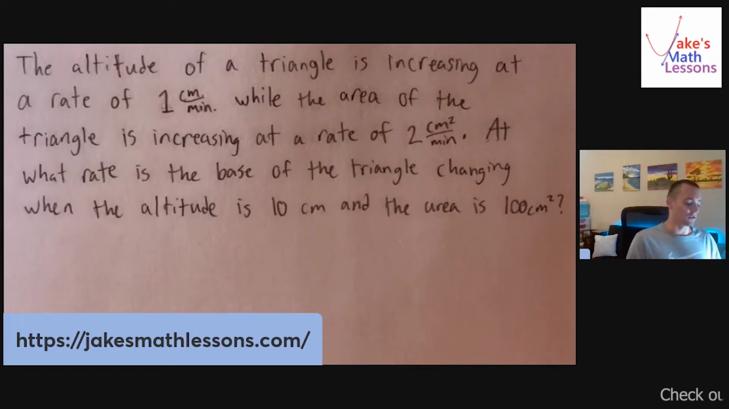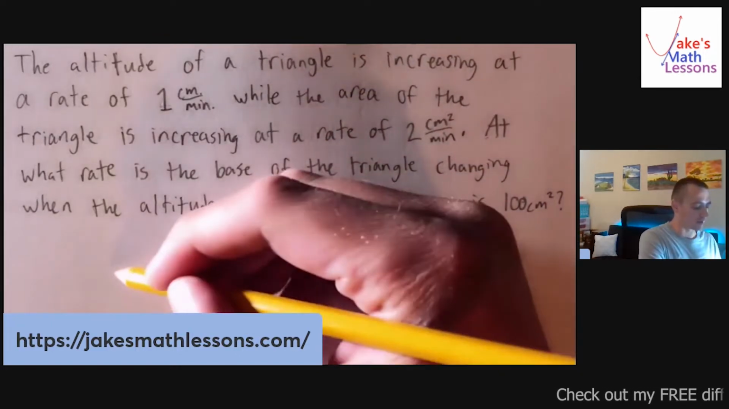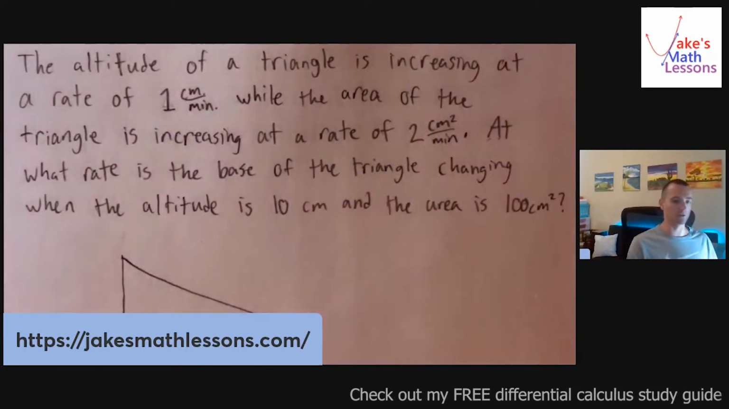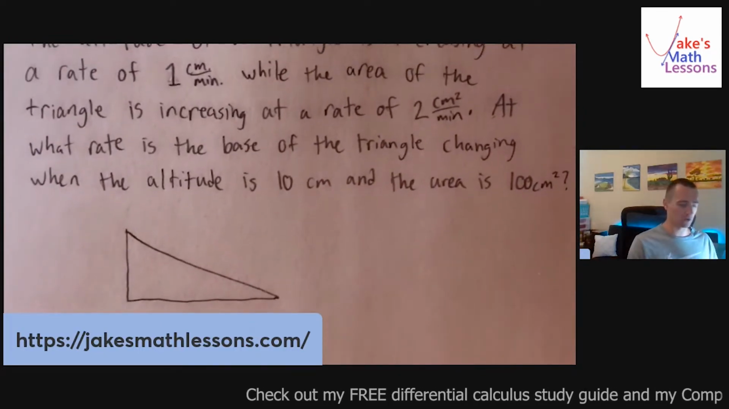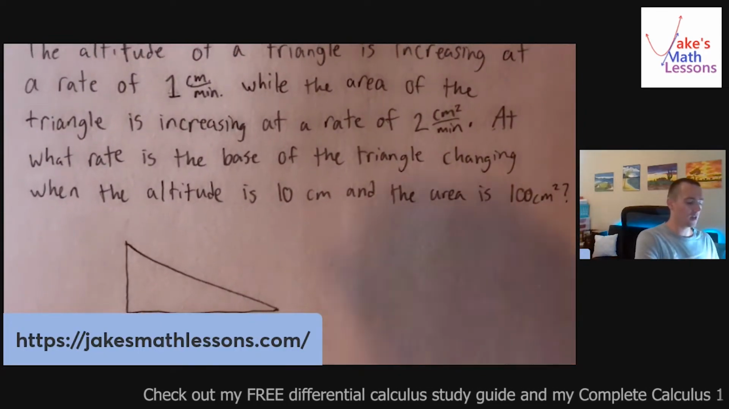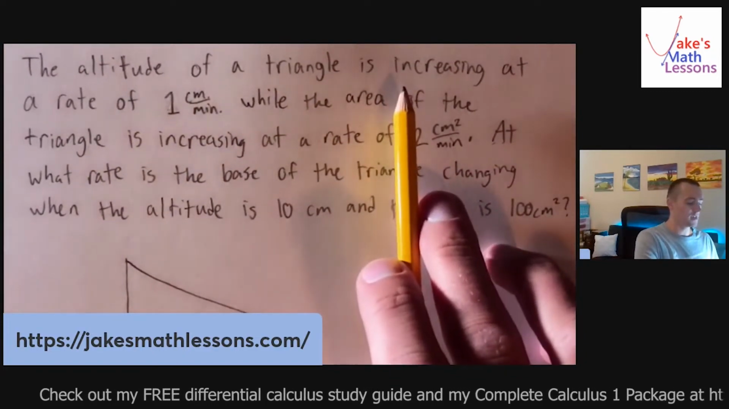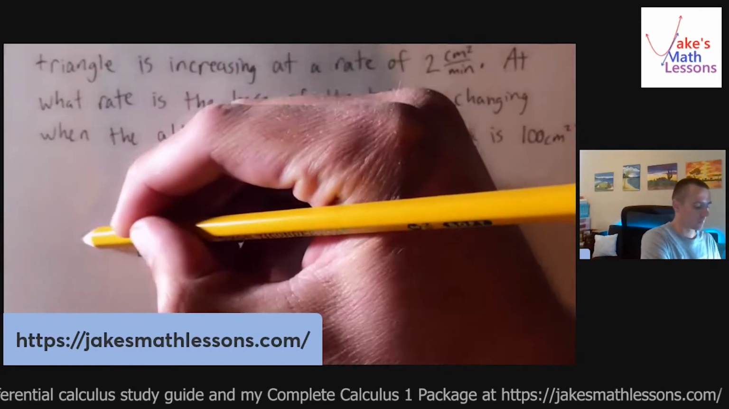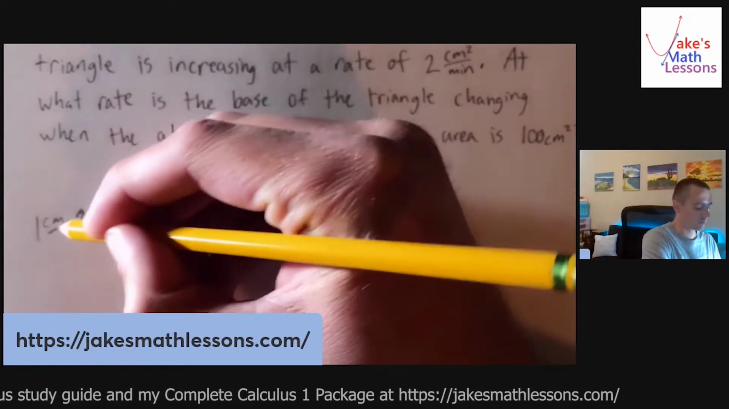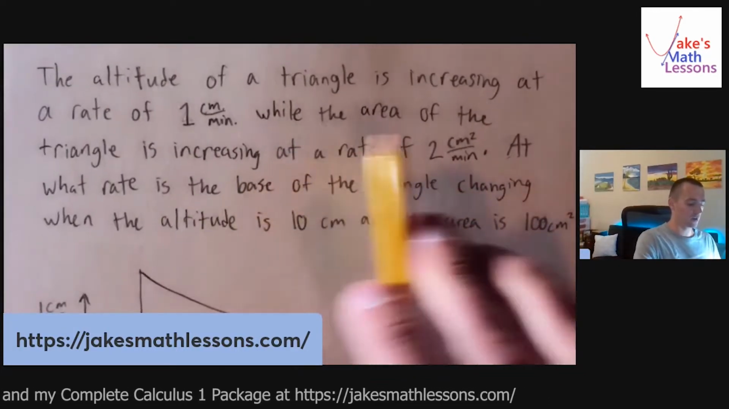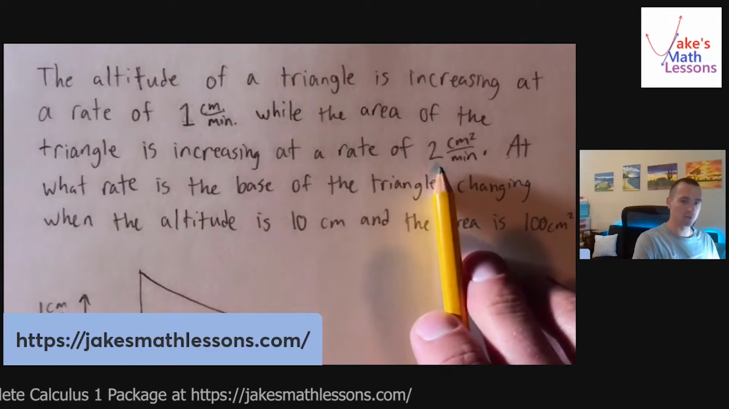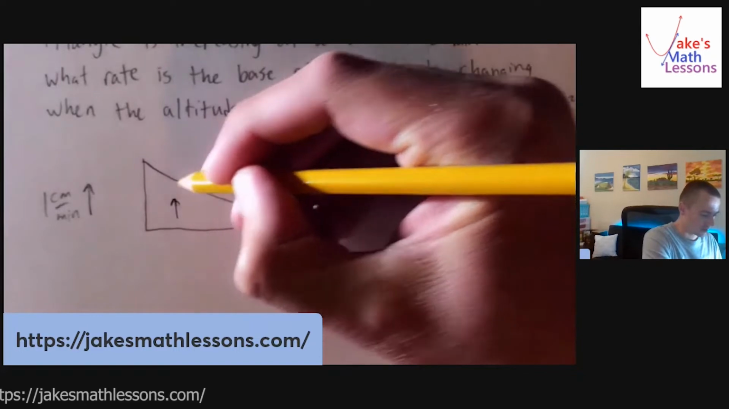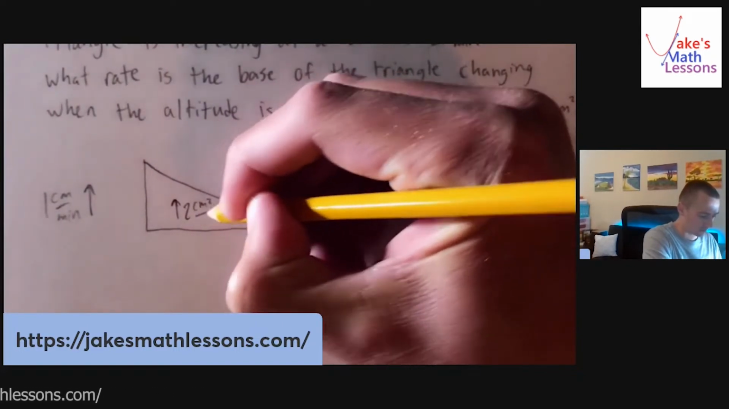And the first is always going to be to draw a picture, because drawing a picture is really going to make it a lot easier for you when we get on to the next steps and figuring out what equations we're going to need to be working with. So obviously we have this triangle with the altitude of the triangle, so the height of the triangle, increasing at a rate of 1 centimeter per minute. So basically we know that it's growing at a rate of 1 centimeter per minute. We also know the area of the triangle is increasing at a rate of 2 centimeters squared per minute. So I'll just draw that in here, 2 centimeters squared per minute.